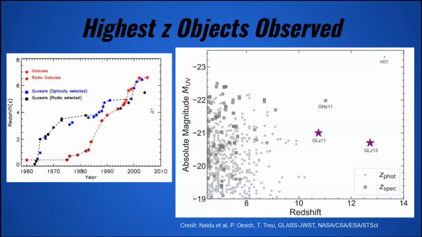Before 2010, we didn't get to redshift 8, and just recently with James Webb, we got to 13. This is not confirmed. This is photometric, so it needs spectroscopy to be confirmed. But yeah, we got to 13, which is a big jump ahead.